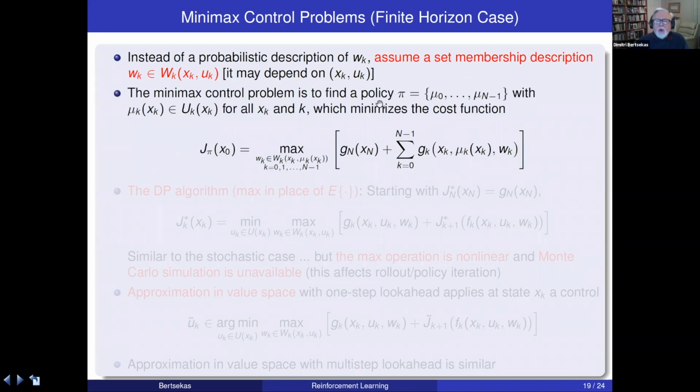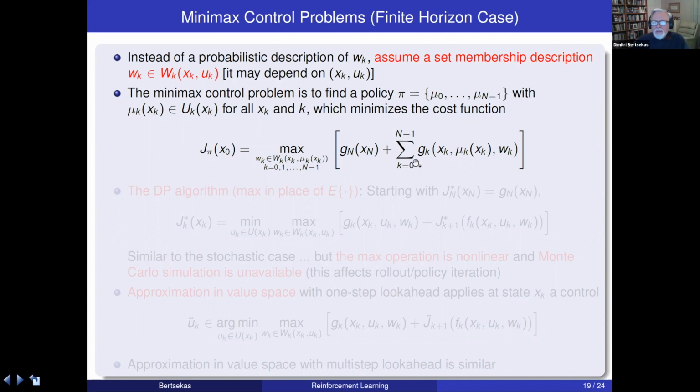So the minimax control problem is to find a policy. We're dealing still with policies, functions of the current state that satisfy certain constraints, that are satisfied for all xk and k, and minimize this cost function. Okay, so what is this cost function?